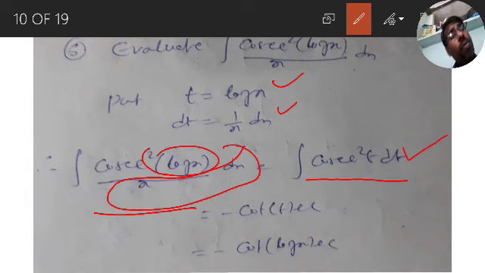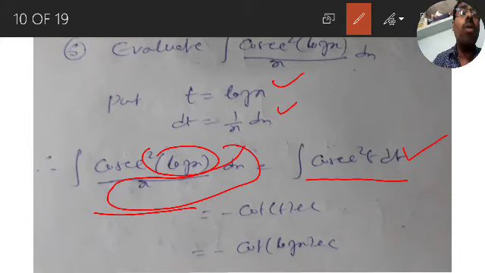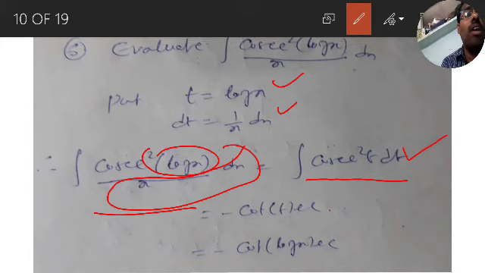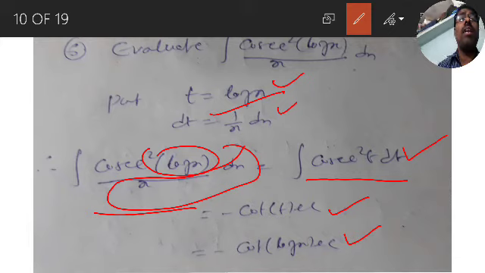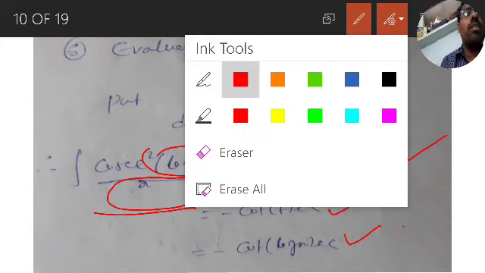So you need formulas. That's why I repeated. I gave 10 minutes today only for revision of formulas. So what is integration of cosec square x? Minus cot x. So it is minus cot t plus c. What is t? t is equal to log x. Therefore minus cot log x plus c. So this is the 6th problem.